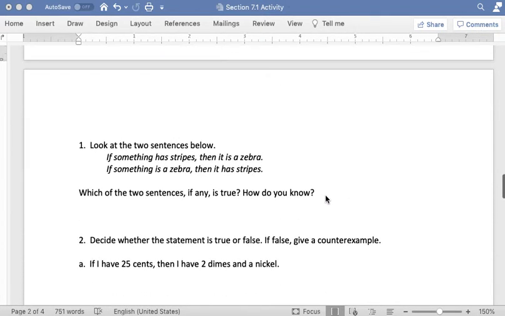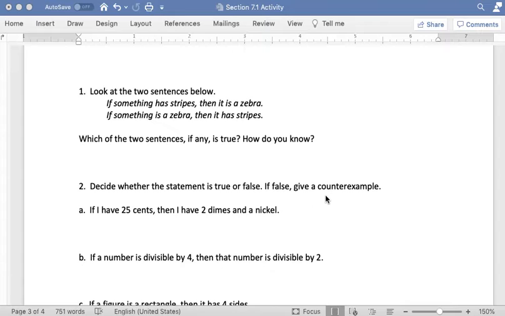So, question 1 has two sentences. If something has stripes, then it is a zebra. If something is a zebra, then it has stripes. Which of the two sentences is true, and how do you know? So if something is a zebra, then it has stripes. I know that this is true because if I have a zebra, I know that it's going to have stripes.